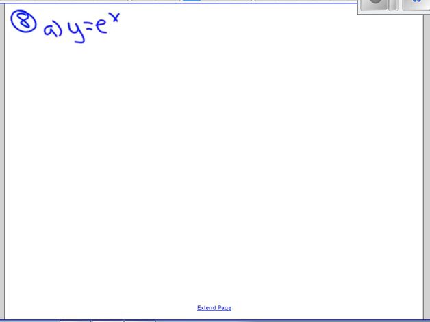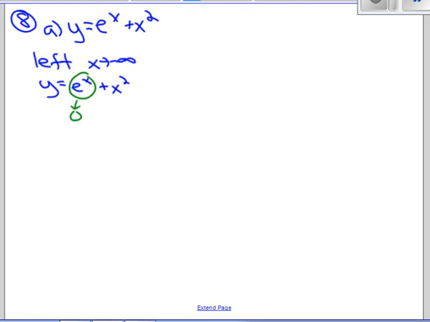So y equals e to the x plus x squared. Let's deal with, first of all, the left model. And that means x goes to negative infinity. As x goes to negative infinity, e to the x becomes 0, and x squared becomes really big. So clearly, to the far left, the thing that's making a bigger difference to the look of the function is the x squared. So that will be our left model.